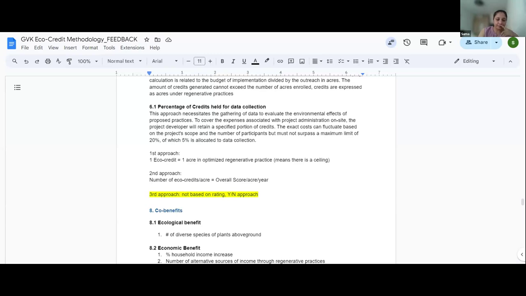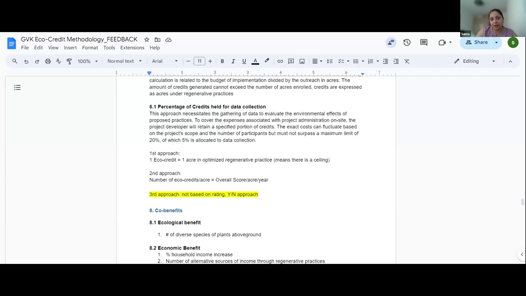And yeah, the third approach is a very black and white approach. If the farmer is putting in the practice, then yes, the farmer is entitled to an eco credit, and otherwise nothing. The difference between this and the first approach is, I think, that even if the farmer comes with, say, half an acre, then maybe we can award half a credit. But these are the three very simplistic definitions of the three approaches that we could think of.